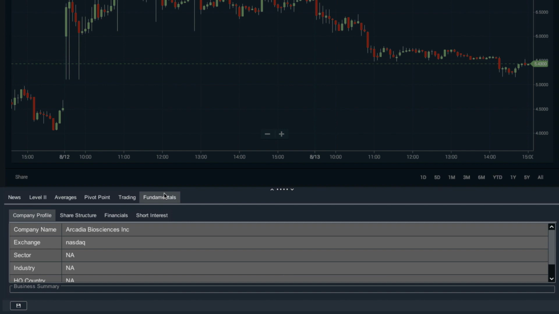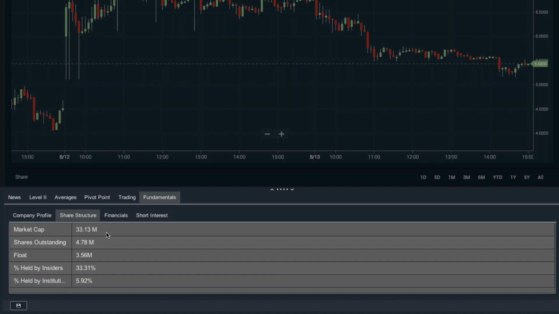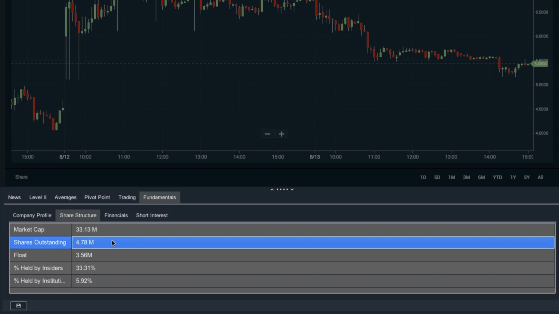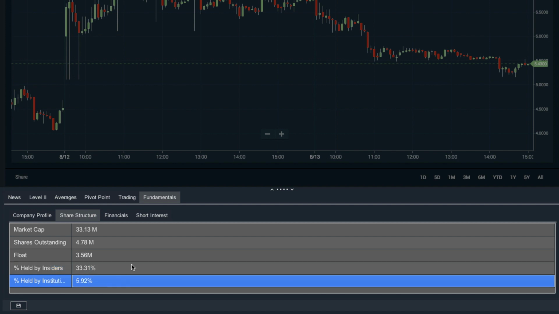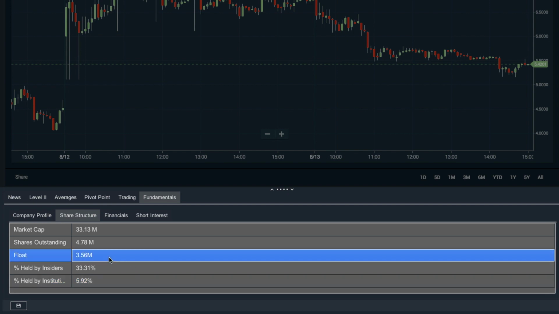Last but not least, we have a tab that gives you a quick snapshot of the stock's fundamentals. We can see the company name and exchange, and then we'll sometimes have data on the sector and industry. We can also see the share structure, such as the stock's market cap, the number of shares outstanding, the float, insider ownership, institutional ownership, and these numbers can help us better understand how the stock may trade. For example, if we see a stock that has a float of 3.5 million shares and it has traded roughly 12 million shares on the day, we know that it may be about to get volatile.